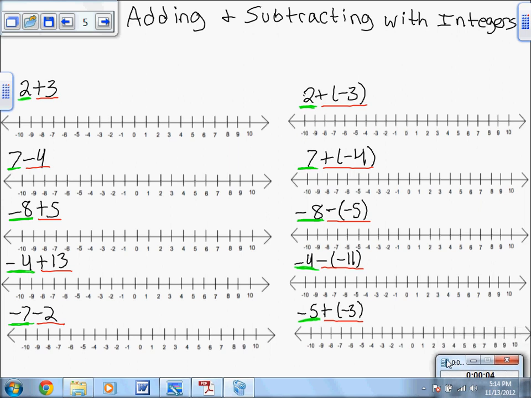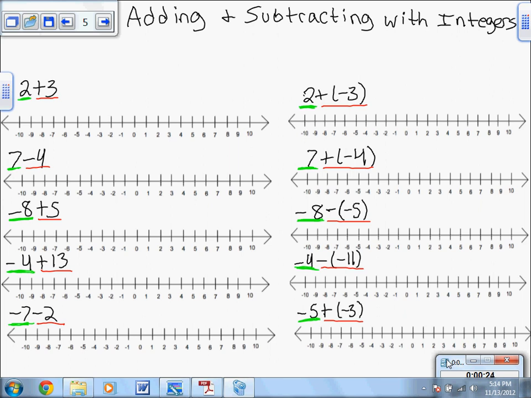Okay, so let's talk about integer operations, but we're going to start this first video off by just talking about how to add and subtract with integers. Integers is a fancy word for negative and positive numbers, no decimals. So think of them as whole numbers that can be positive or negative. Essentially, when someone says integers, they're really talking about what you can do with negative numbers.